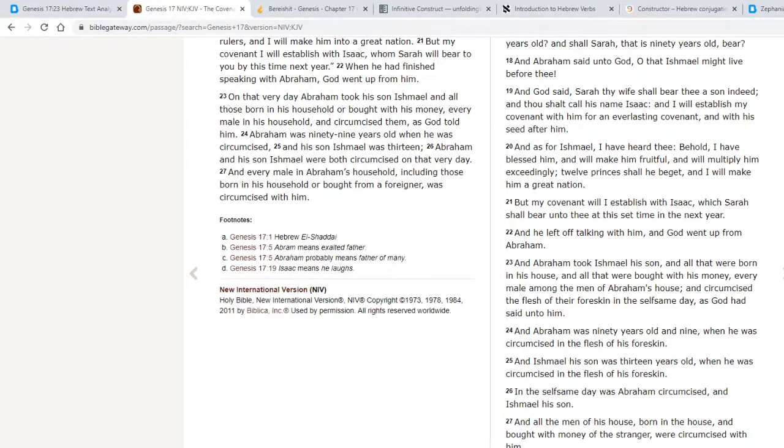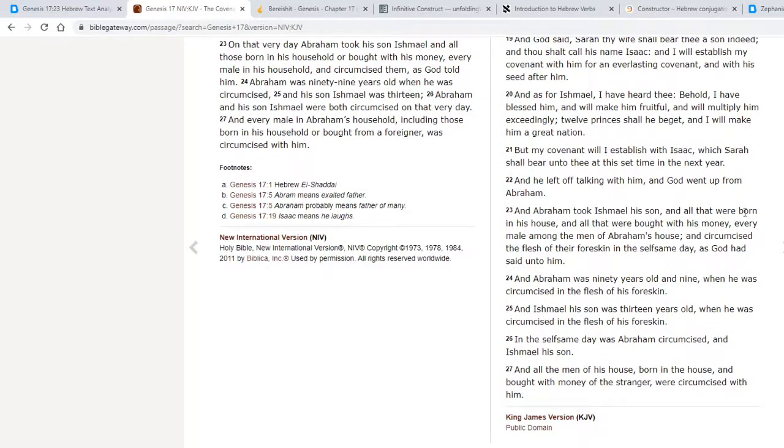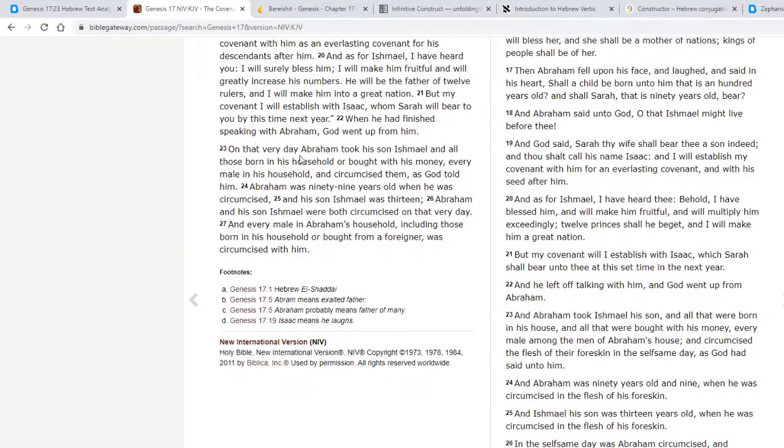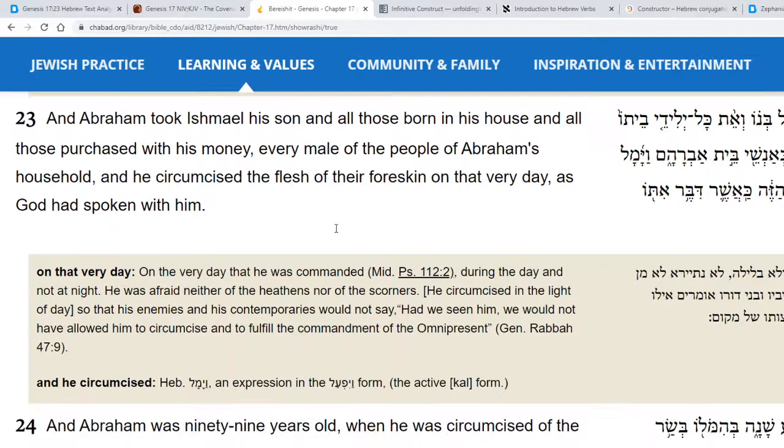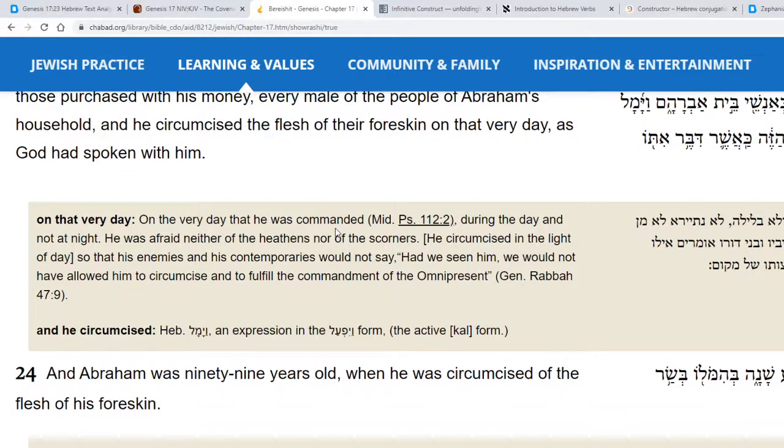Okay. King James, verse 23: And Abraham took Ishmael his son, and all that were born in his house, and all that were bought with his money, every male among the men of Abraham's house, and circumcised the flesh of their foreskin in the selfsame day. Yeah, that's fine. As God had said unto him. NIV, verse 23: On that very day, Abraham took his son Ishmael and all those born in his house and bought with his money, every male in his house, and circumcised them as God told him. Chabad, verse 23: And Abraham took Ishmael his son and all those born in his house and all those purchased with his money, every male of the people of Abraham's household, and he circumcised the flesh of their foreskin on that very day, as God had spoken with him.